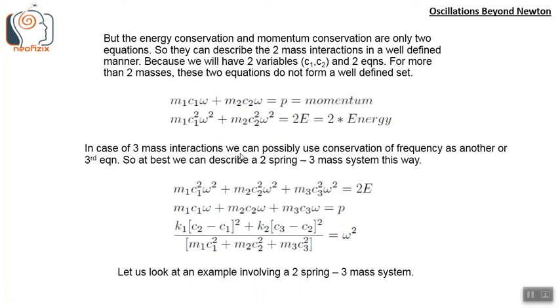In the case of three masses interacting, we can possibly use the conservation of frequency as the third equation. It's a necessary equation. The momentum and energy equations are not sufficient, so we need a third equation. So at best we can describe a two spring three mass system using these three equations: the energy, momentum and frequency conservation. So this is the system of equations, and let us look at an example involving a two spring three mass system.